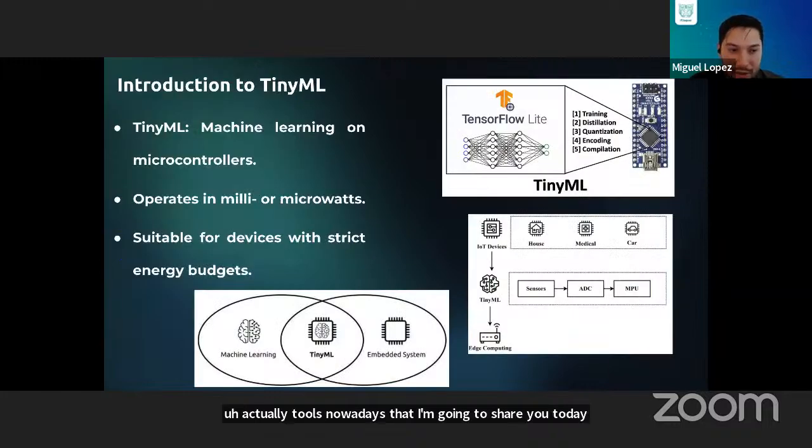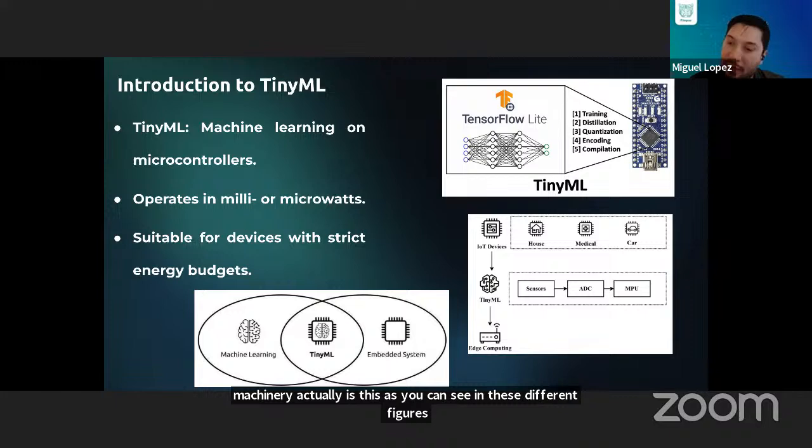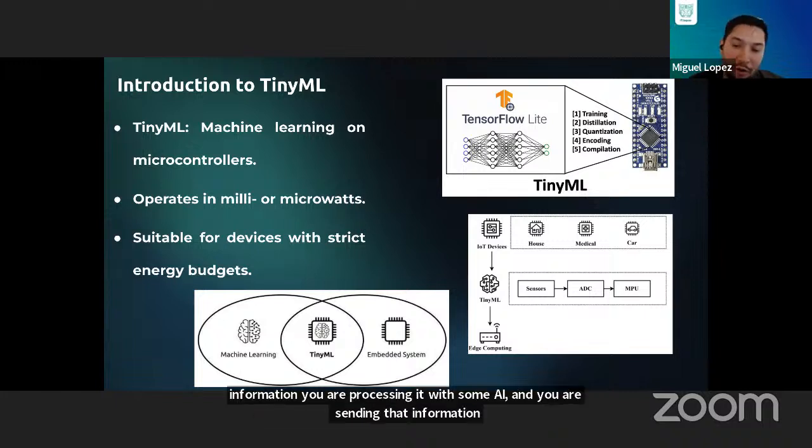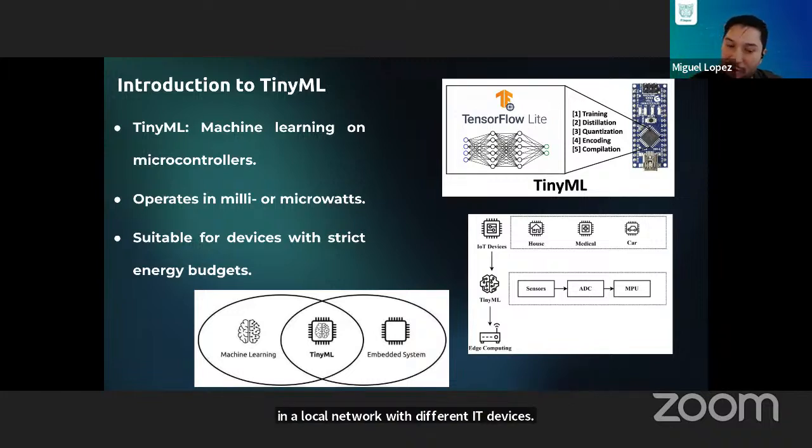Tiny machine learning is this, as you can see in these different figures. We have some neural network or some solution. We optimize that and put it in some microcontroller. And that microcontroller has different functionality like in this figure. Imagine you have some sensor, and that sensor is collecting information. You are processing it with some AI, and you are sending that information in a local network with different IT devices.